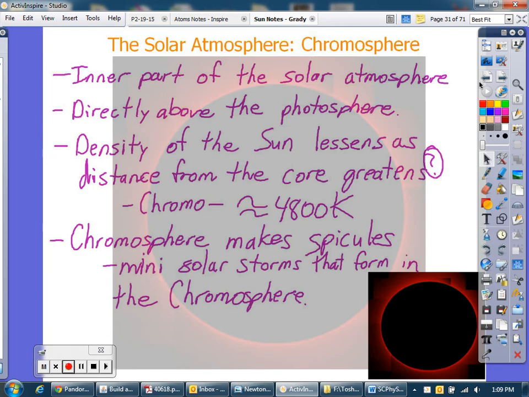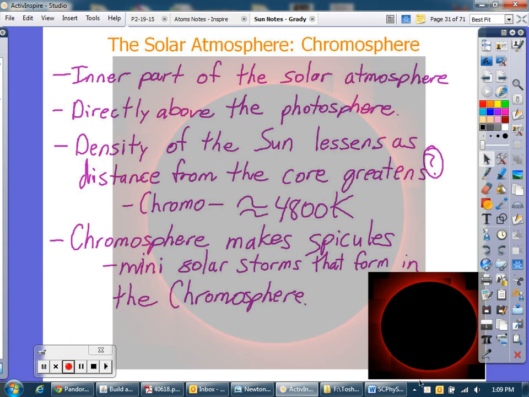The chromosphere is the inner part of the solar atmosphere, directly above the photosphere. It's about 1,000 K less than the photosphere, which makes sense, right? As you get further away from the core, you would think it gets cooler, and that's correct in this sense.